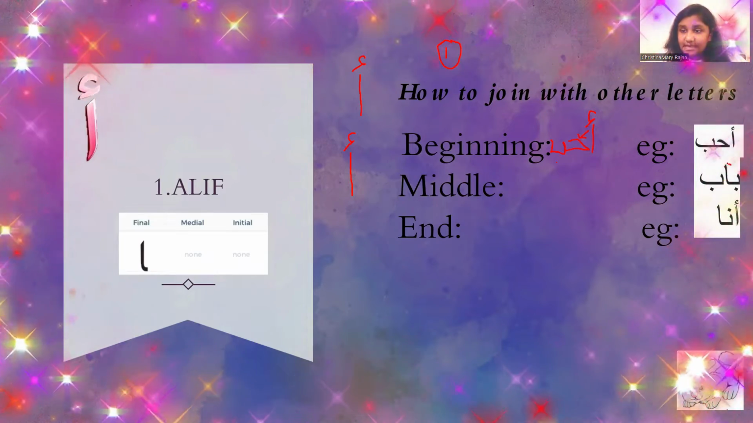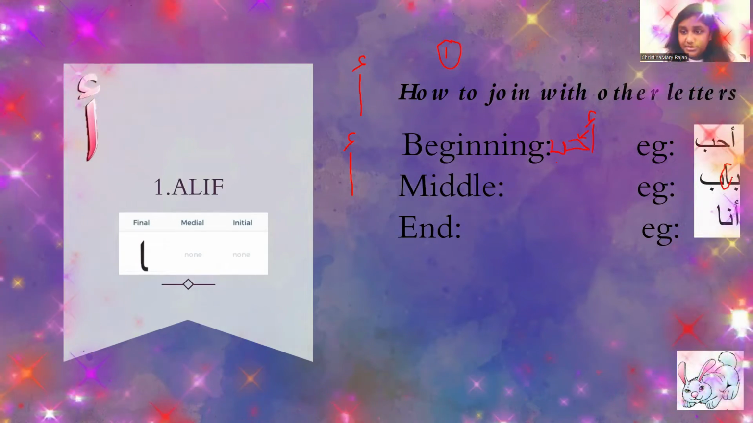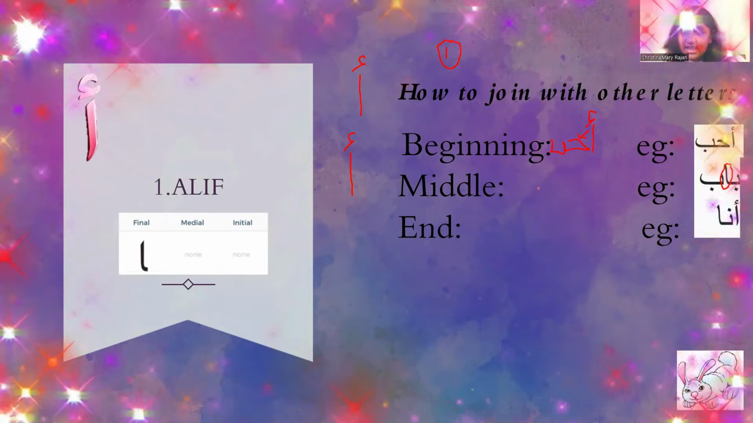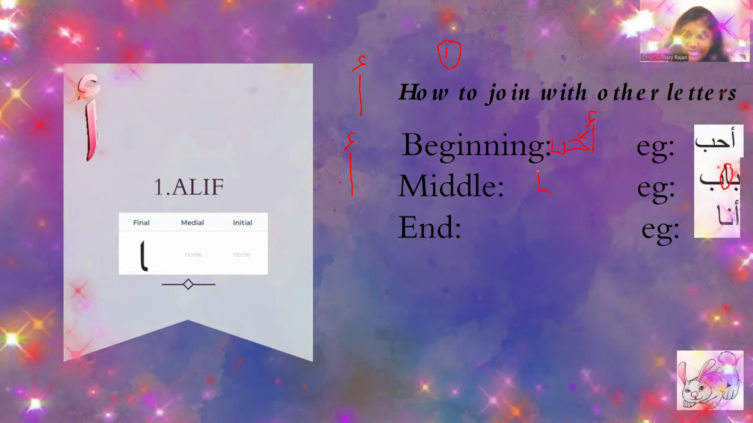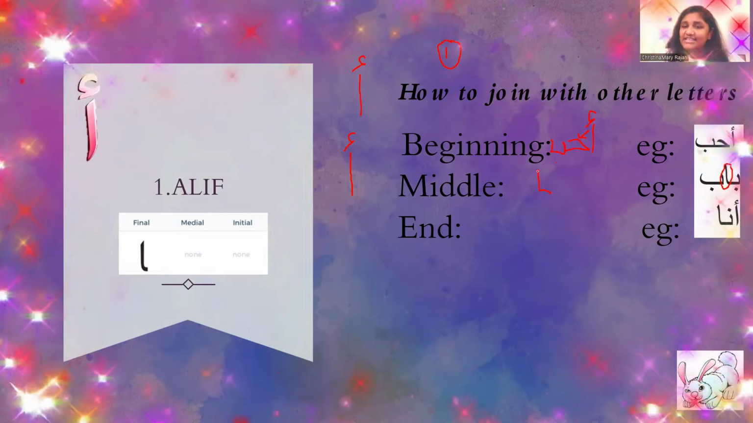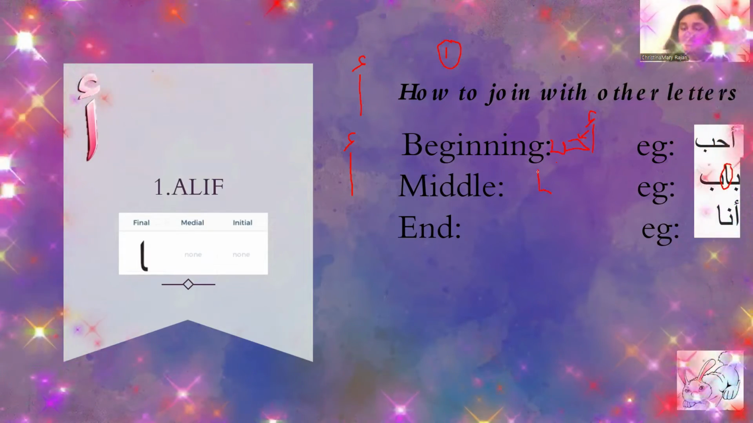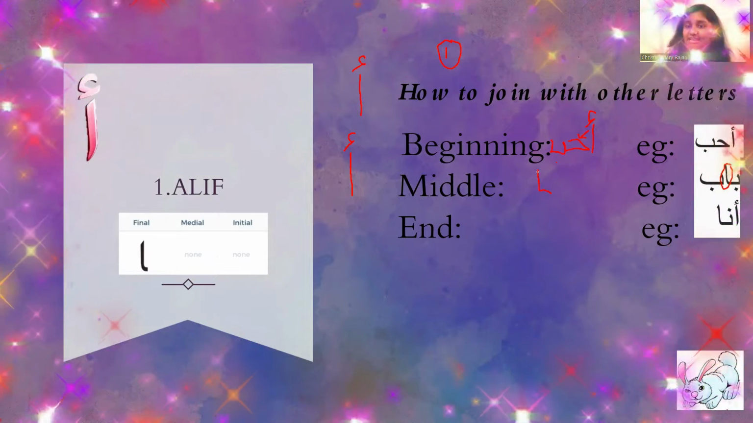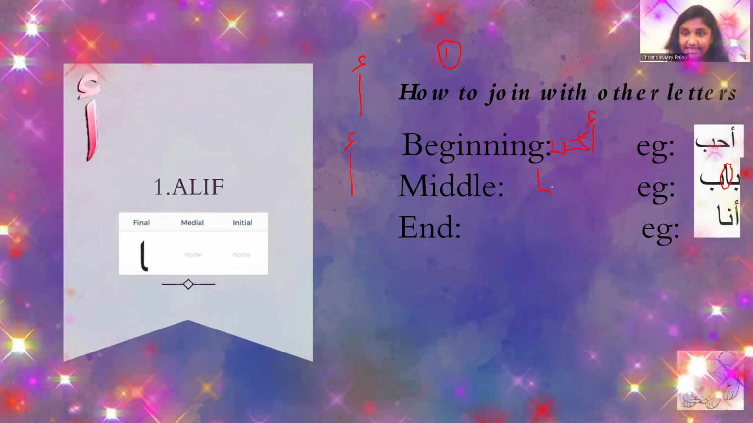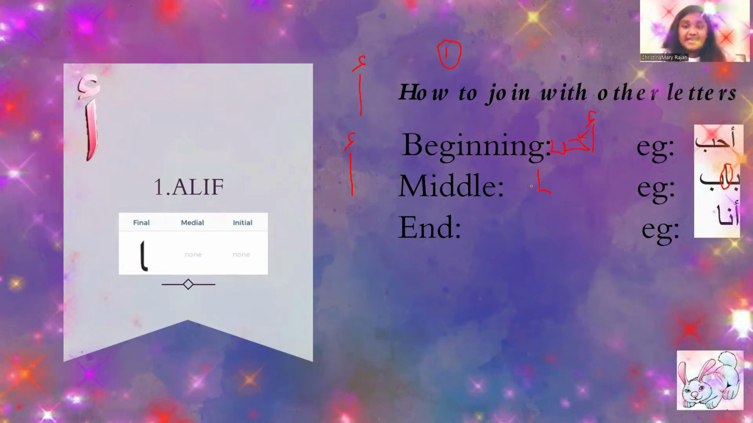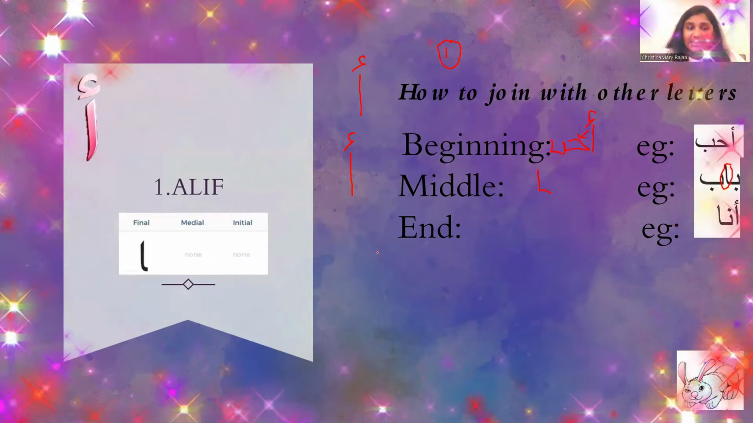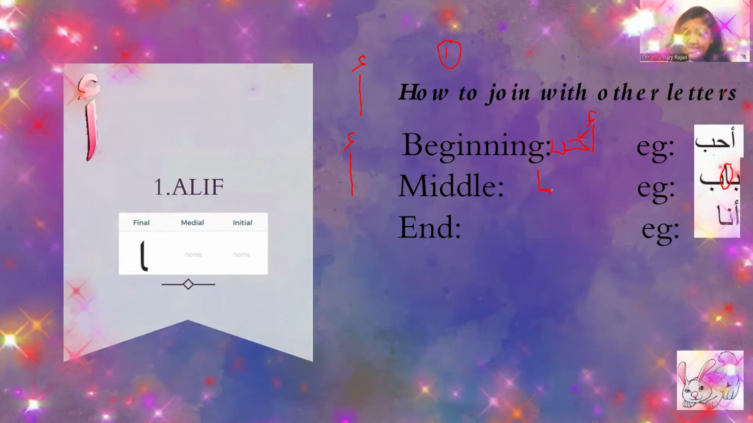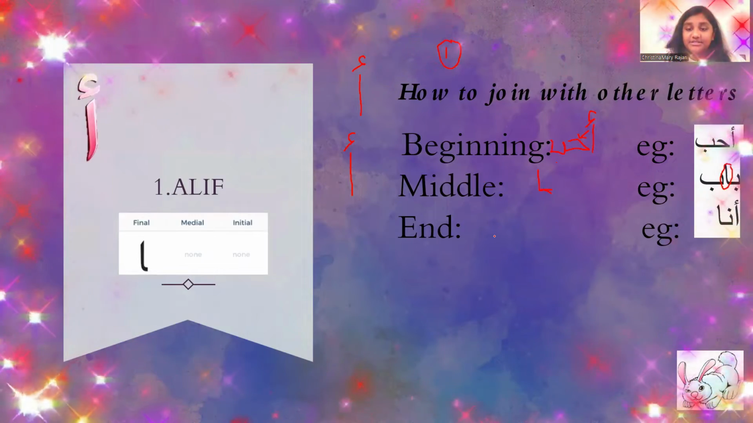As you can see in this example, I've given Bab. In this, you can see the letter Alif comes in the middle and it joins like this. Can you recognize any English letter in that? Well, yes, there is the letter L. See, it almost looks like the letter L. So you can remember that while you are learning the middle and the end of how to join the letter Alif. Like this.